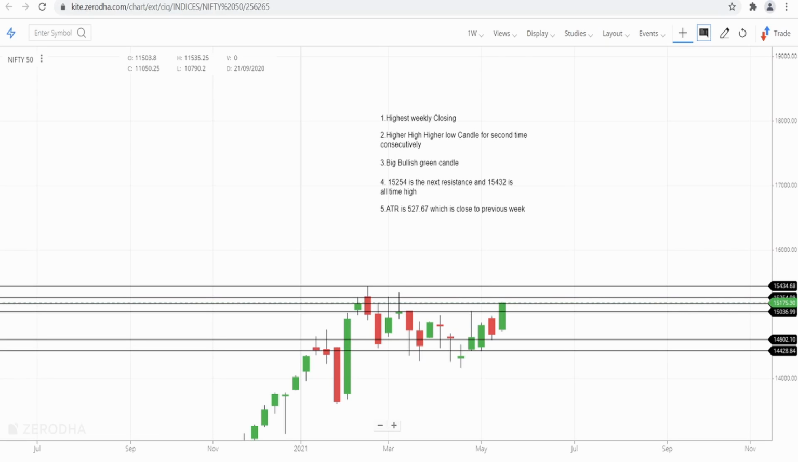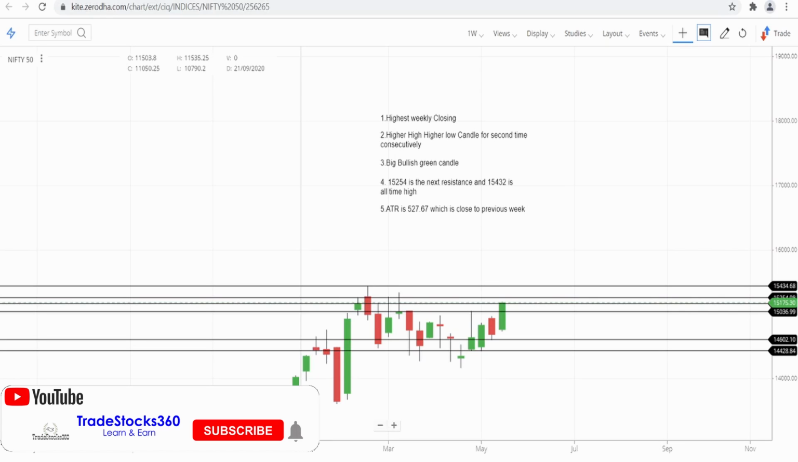First, I will take the weekly chart of last week, and based on that we will find out what is happening. It has been in a consolidation range for quite some time, but this week's closing has been the all-time highest weekly closing, and it is a higher high and higher low candle for the second time consecutively. The last week was higher high, higher low, but it was a red candle. But this week it has been higher high, higher low, and a green candle breaching last week's high. And that is a very positive sign in Nifty.